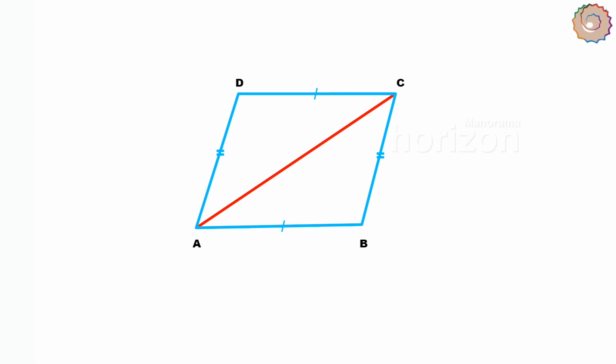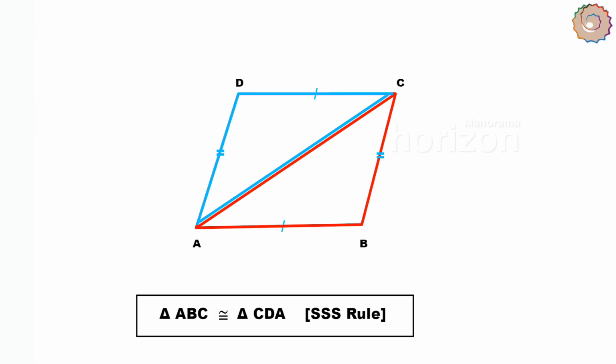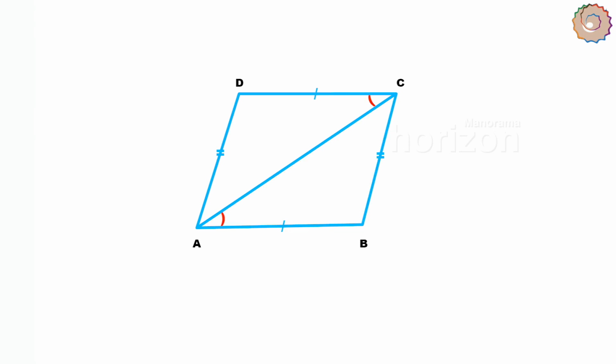Now coming to the proof. In triangle ABC and triangle CDA, AB is equal to CD, given. BC is equal to DA, it is also given. AC is equal to CA, they are the common sides. So, triangle ABC is congruent to triangle CDA by the SSS rule, that is the side side side rule. Hence, angle BAC is equal to angle DCA by CPCT, corresponding parts of congruent triangles are equal. Mark it as equation number 1. Angle BCA is equal to angle DAC by CPCT. Mark it as equation number 2.